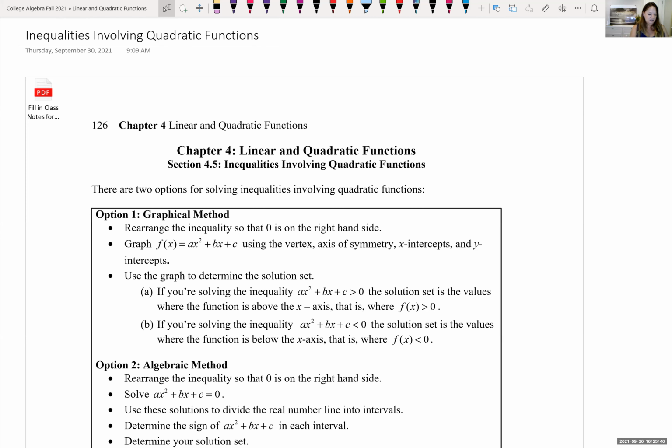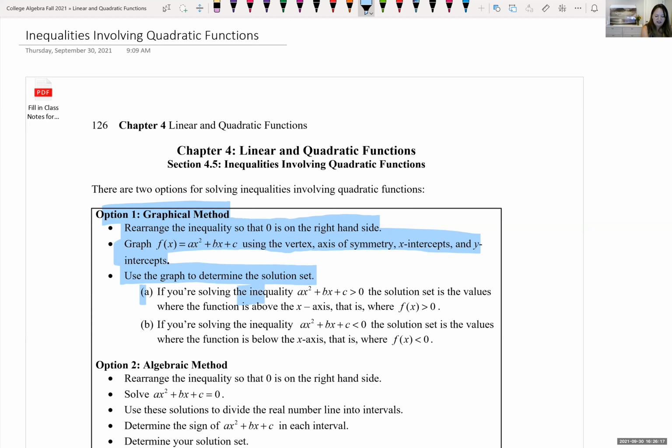One option: you're going to rearrange the inequality so that 0 is on the right-hand side. You're going to graph f of x equals ax squared plus bx plus c using the vertex, axis of symmetry, x-intercepts and y-intercepts. Once you've graphed it, you're going to use the graph to determine the solution set. It depends on what type of inequality you have. Is it greater than or less than?